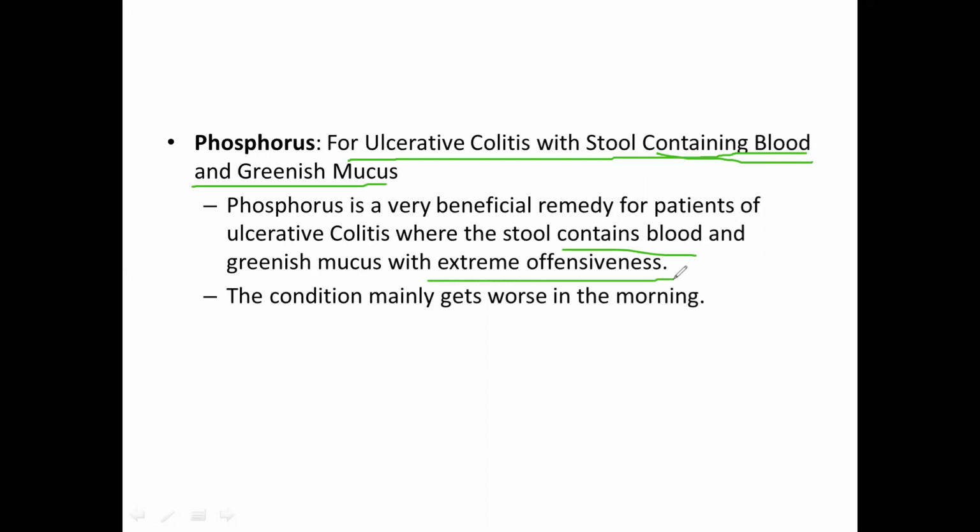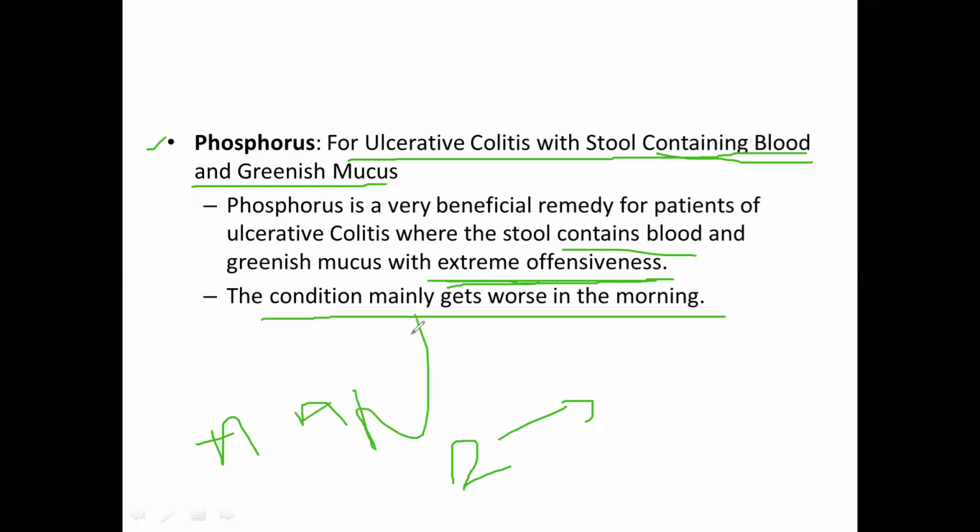with extreme offensiveness. So there are two drugs which usually cover the offensiveness of stool. One was arsenicum album and now phosphorus. In arsenicum album there was no extreme offensiveness. There was offensiveness but not extreme. But in phosphorus you will get extreme offensiveness, and the condition mainly gets worse in the morning. In arsenicum album the conditions were aggravated at night, but in phosphorus it is morning. So these are a few contrasting features between arsenicum album and phosphorus.